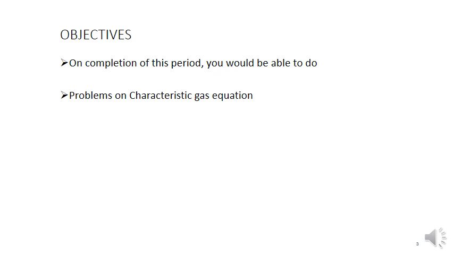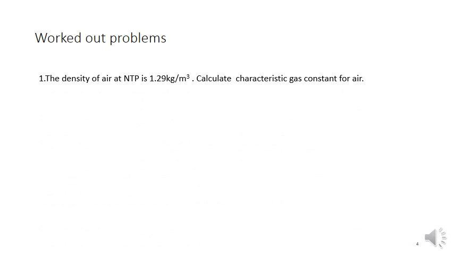So, we will solve numerical problems on the characteristic gas equation and problems on specific heat. First problem. The density of air at NTP is 1.29 kg per meter cube. Here they have given the density of air at normal temperature and pressure. They didn't give the temperature and the pressure, simply they mentioned NTP conditions.